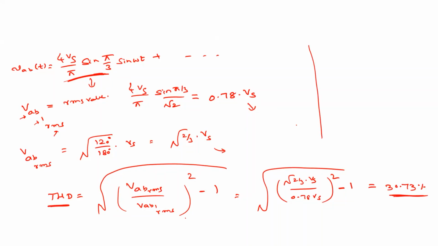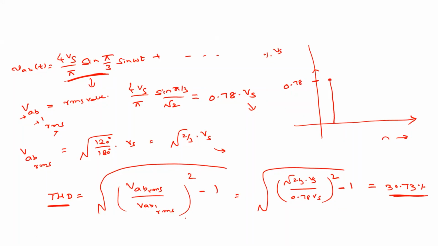So if we have the harmonic spectrum, the harmonic order is increasing along this axis and this is the magnitude. We have the fundamental here. If we assume the fundamental is 100%, in terms of Vs, what is this fundamental value? This is 78%, right? In other words, this is 0.78. Agree?